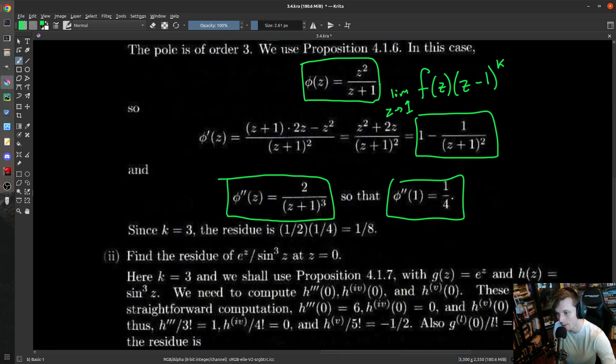So that will be 1/4, right? And we'll divide that by k minus 1 factorial. So 3 minus 1 factorial is 2. So if you want to see this slightly less confusingly, this is over 2 factorial, right? So 1/4 over 2 factorial is just 1/8. That's the residue at 1. All right, not too bad.